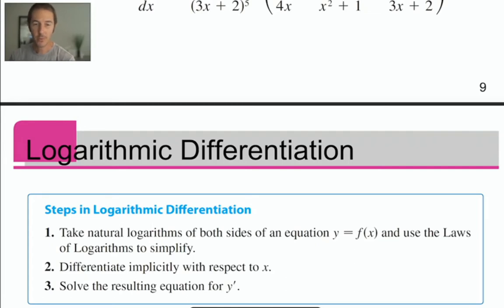And then we had to multiply both sides of this equation by y in order to solve the equation for y prime, or in our case, we were using the notation dy over dx. So that's it. That's the lesson.